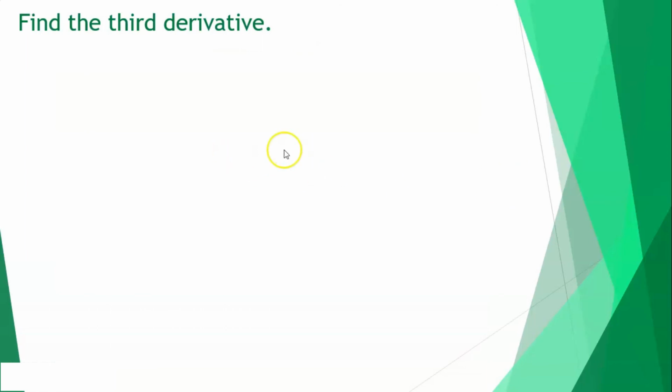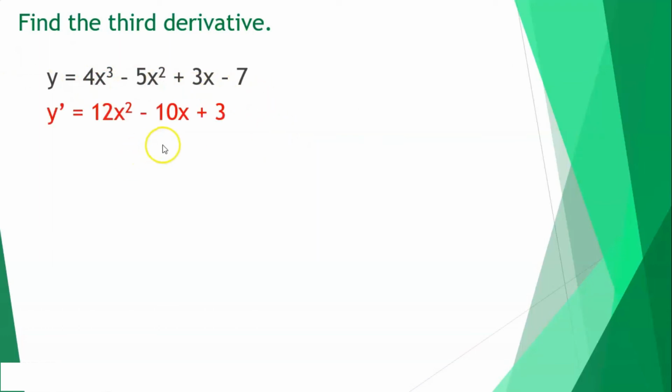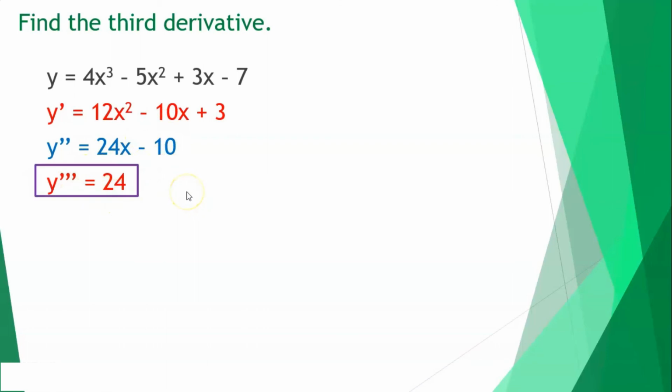Find the third derivative of y is equal to 4x cubed minus 5x squared plus 3x minus 7. So with this, to get our first derivative, multiply and subtract 1 from the exponent, so 12x squared minus 10x plus 3. Now the second derivative would be 2 times 12 is 24x, then minus 10. And the third derivative here would be 24.